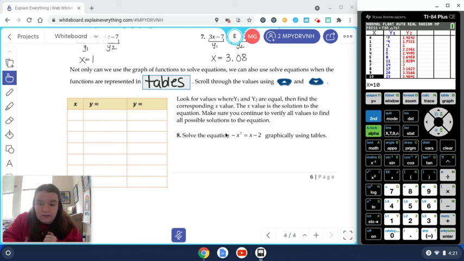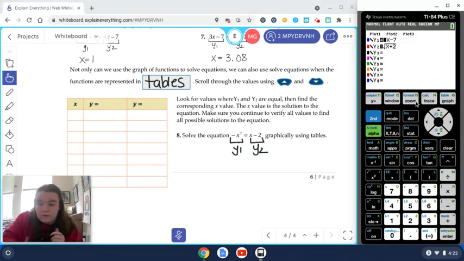So let's go ahead and do this example. We are going to look at the equation negative x squared equals x minus 2. So I'm going to put negative x squared in for y1 and x minus 2 in for y2. I'm going to clear out what's here. And I have negative x squared. Make sure you hit the negative and not the minus. So negative x squared. And then my other equation, x minus 2. This time I have to hit the minus, not the negative.